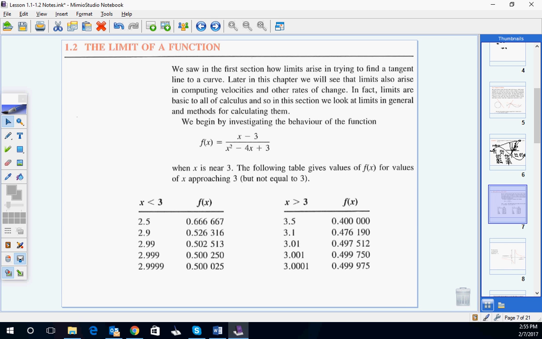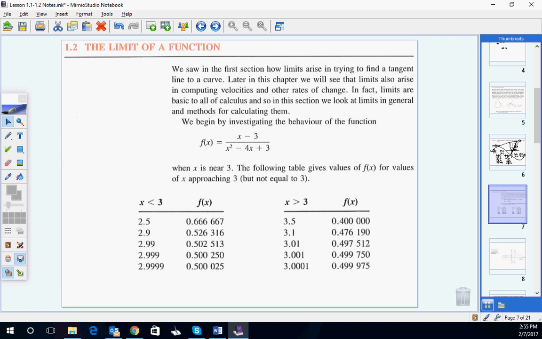So we saw in the first section how limits arise in trying to find tangent lines to a curve. That's what we found. We found a tangent line to that curve, the x squared curve. Okay? So later in this chapter, we'll see that limits also arise in computing velocities and other rates of change. So the applied stuff we're going to get to later, kind of on the lines of some physics stuff. In fact, limits are basic to all calculus, and so in this section we look at limits in general and methods for calculating them. So we begin by investigating the behavior of this function.